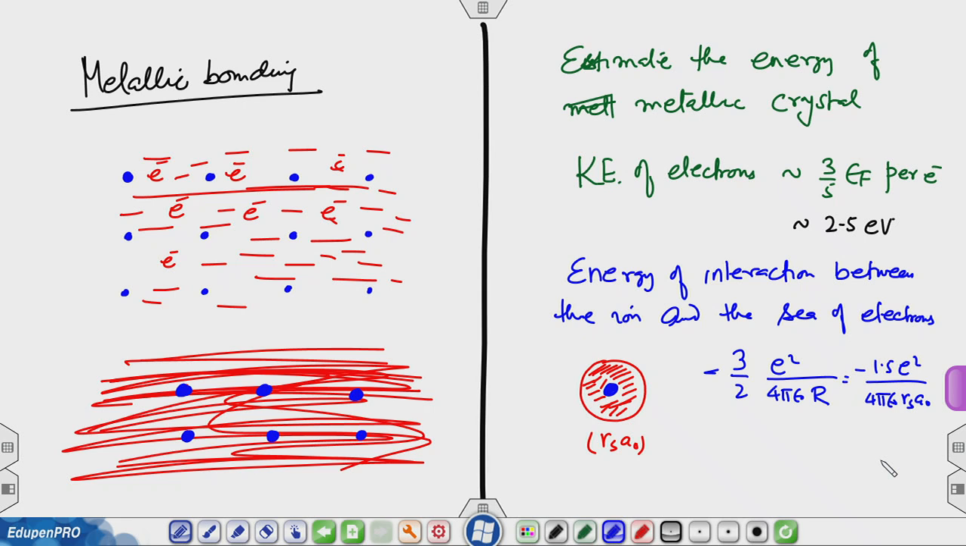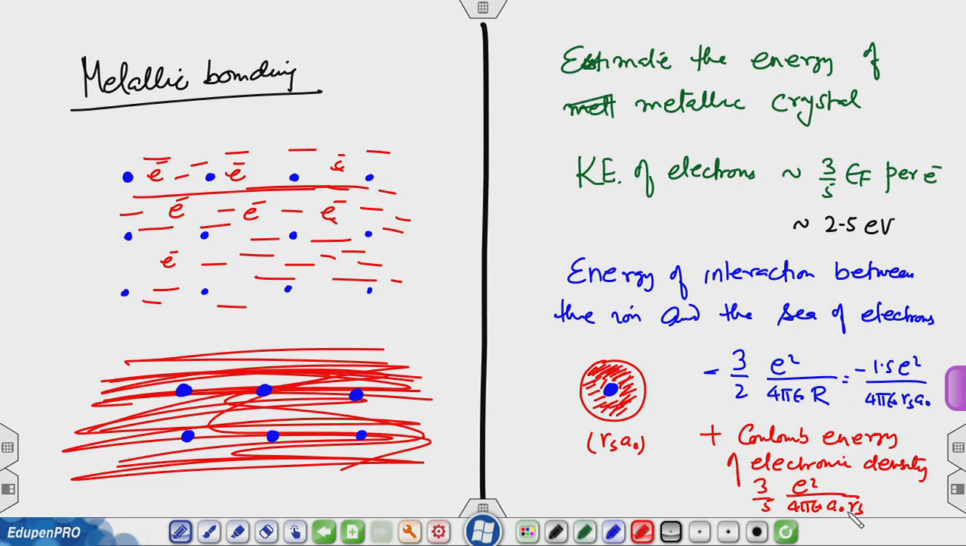A0 is the Bohr radius. And to this, I will add the Coulomb energy of electronic density, because after all this electron I am taking to be smeared around this, and this comes out to be 3/5 e squared over 4 pi epsilon naught a naught r_s. You add these two terms, that gives you the Coulomb energy.